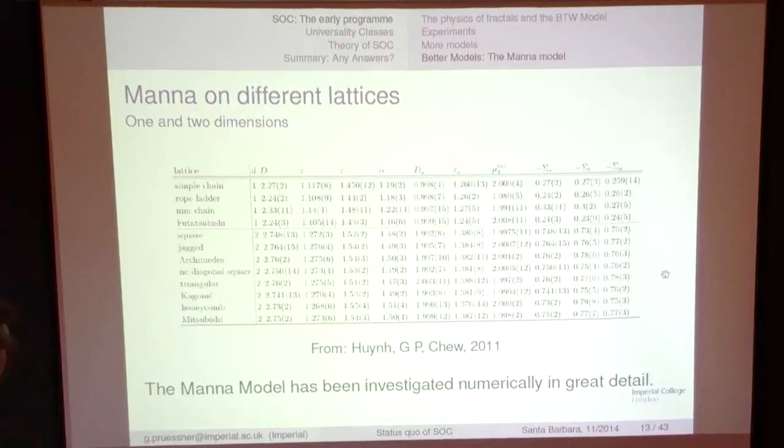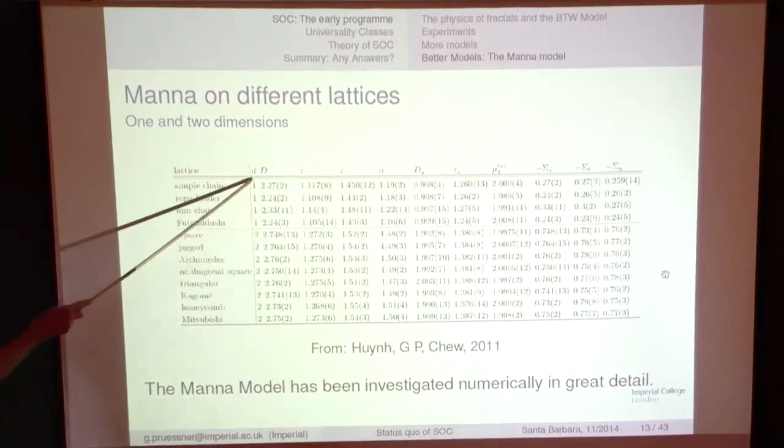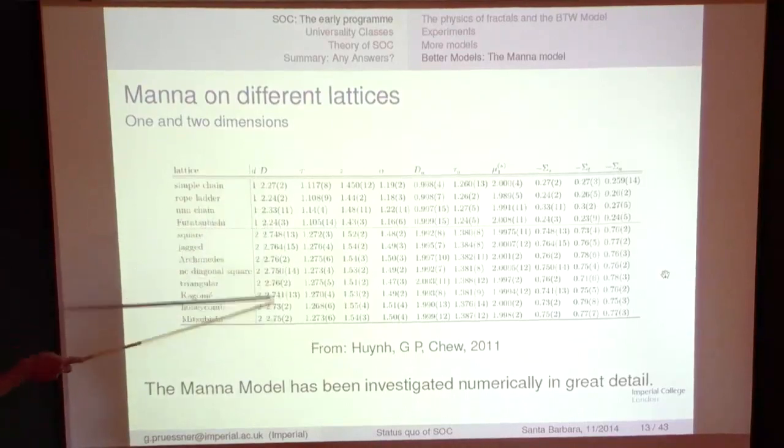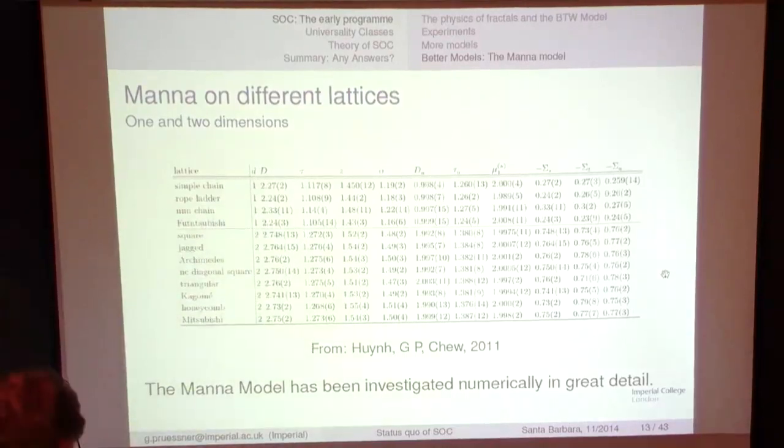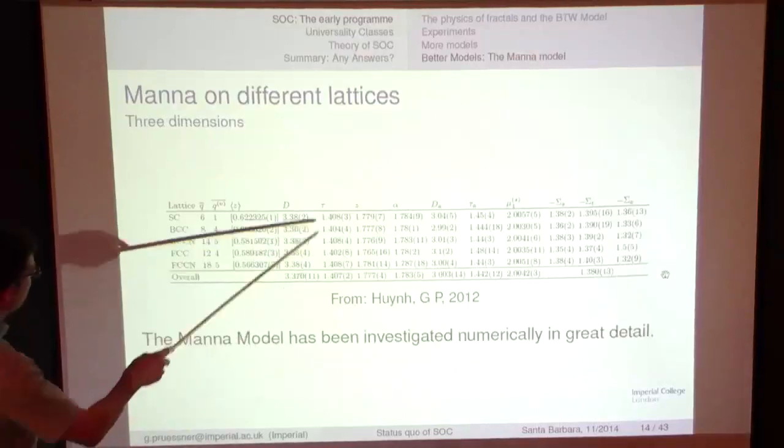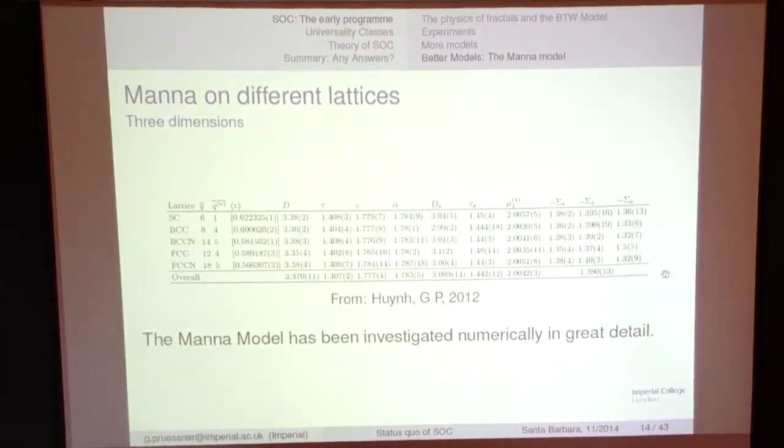And while you can't really see it, these are all the exponents we measured. Within each set, this is 1 dimension, this is 2 dimensions, and here's the 3 dimensions. These results are all consistent. So it really does display robust scaling, and it doesn't matter on the details, as you would say.